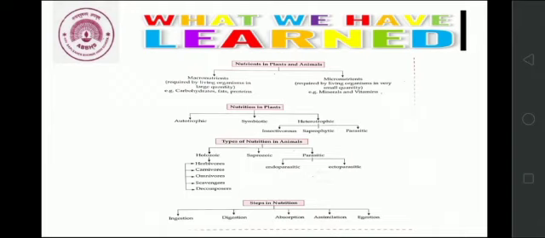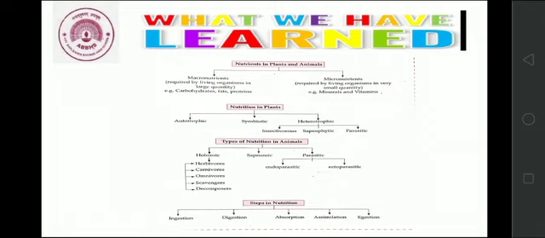Now let's revise what we have learned in this lesson. Nutrients in plants and animals. Nutrients are of two types, macronutrients and micronutrients. Macronutrients required by living organism in large quantity, example carbohydrates, fats, proteins. Micronutrients required by living organisms in very small quantity, examples minerals and vitamins.